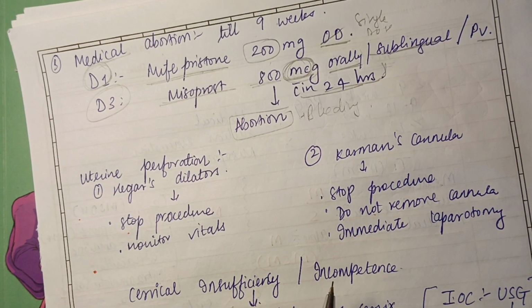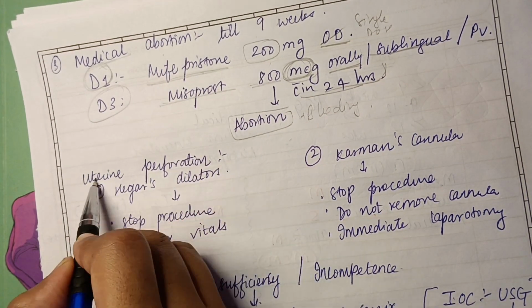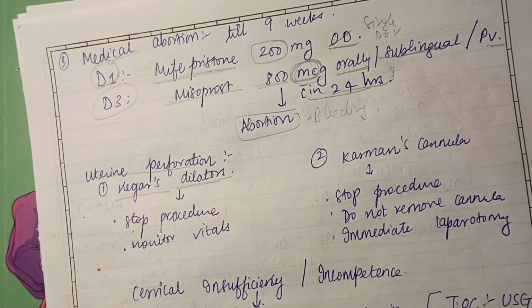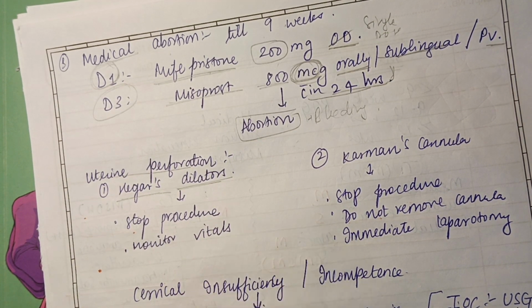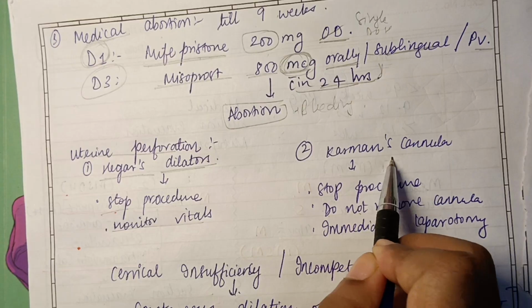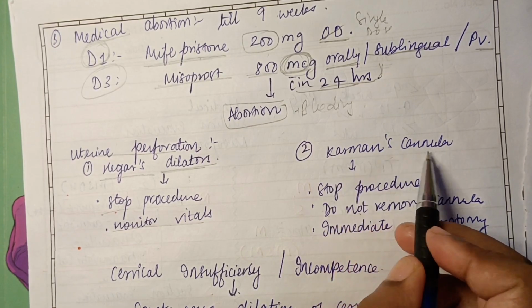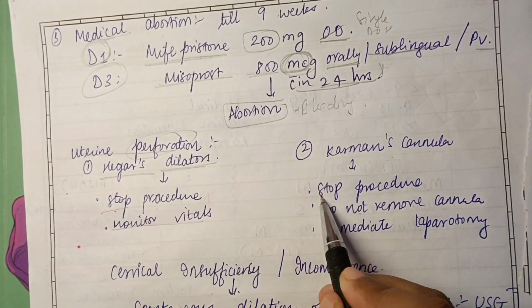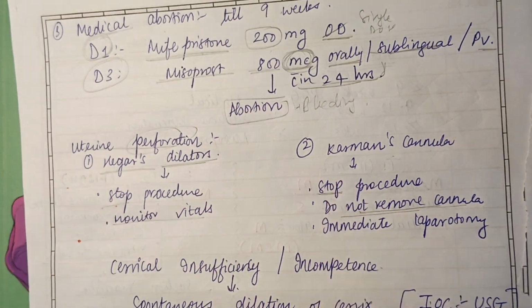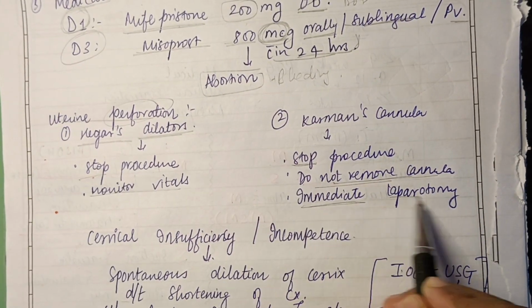Now uterine perforation. Uterine perforation can occur in two cases. First, Hegar's dilator, which dilates the cervix. If the perforation is because of Hegar's, we will stop the procedure and monitor the vitals. Second, Karman's cannula: if during the procedure the Karman's cannula perforates the uterus, you will stop the procedure. Do not remove the Karman's cannula. Leave it where it is, and immediate laparotomy should be done.